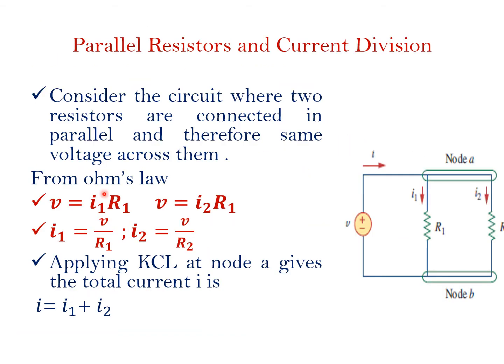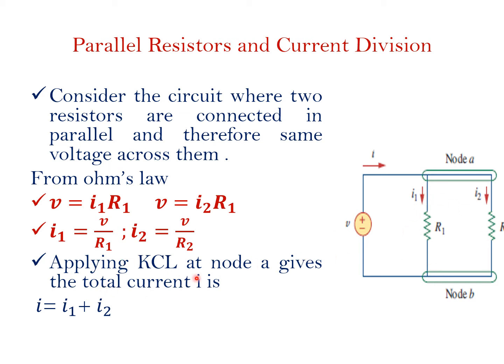I will explain the parallel resistors and current division. When two resistors are connected in parallel, the voltage across the two resistors is the same, but the current flowing through each resistor is different. The current flowing through each resistor is found from Ohm's law. I1 equal to the voltage V divided by R1. I2 equal to V divided by R2.